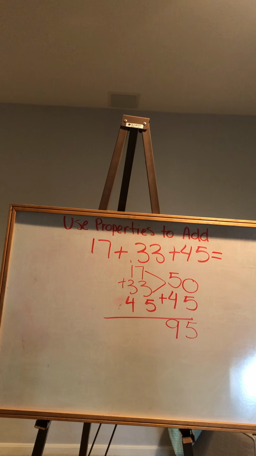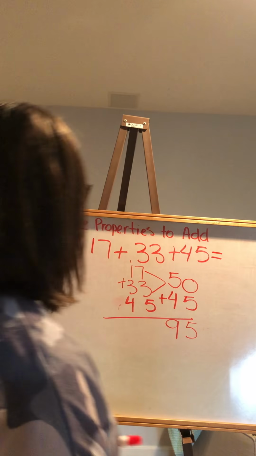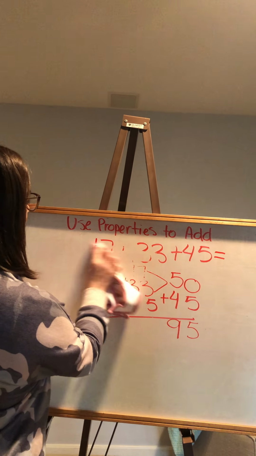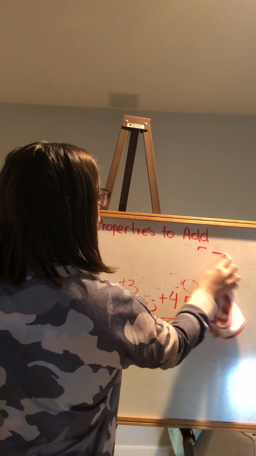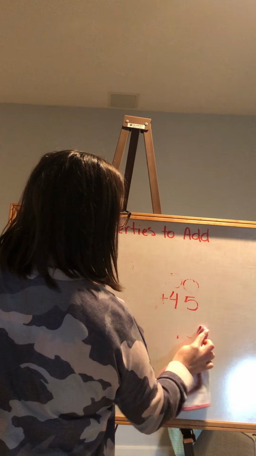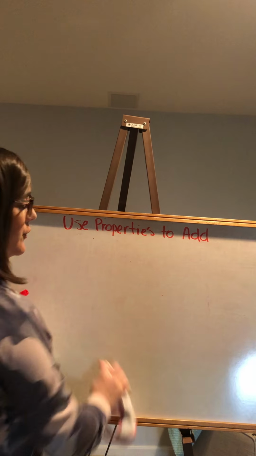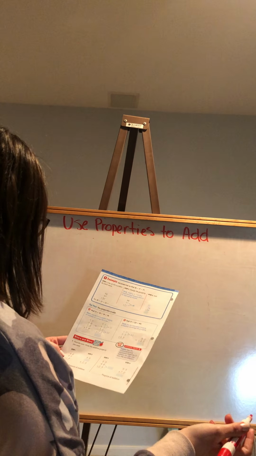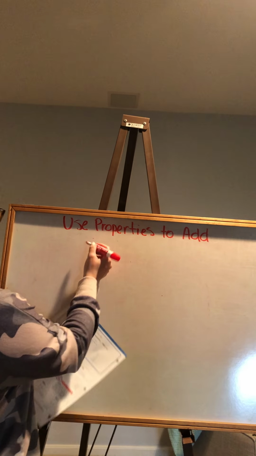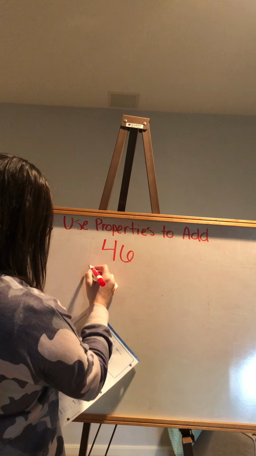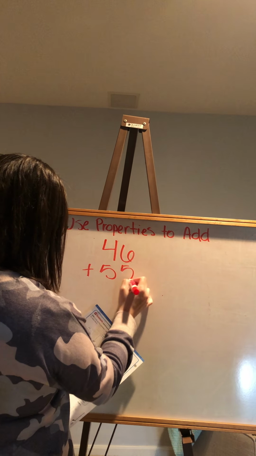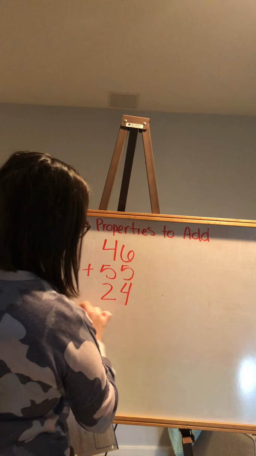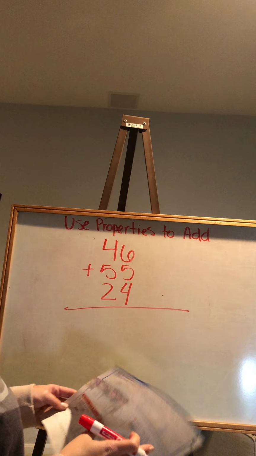Now, let me see here. Okay, now I'm going to go over some examples. It asked you on the work to do addition problems and tell what property you used. So you could have used either or, okay? So let's see here. So step 1, I'm going to do 46 plus 55 plus 24. Okay, for this one, let's go ahead and do the commutative property.